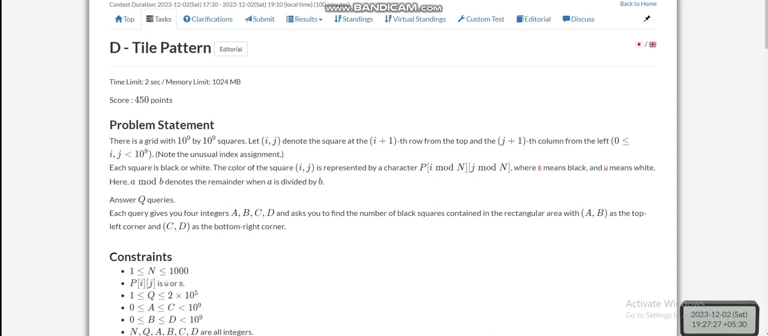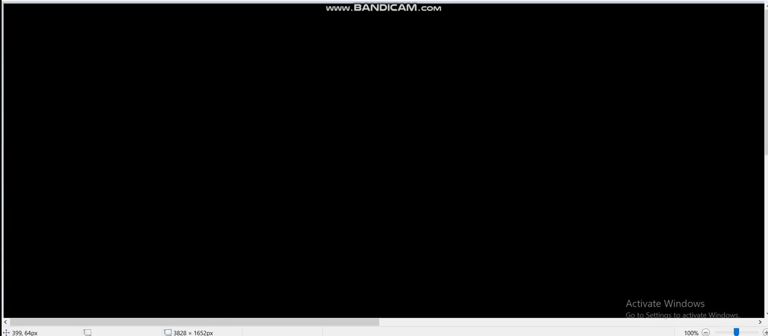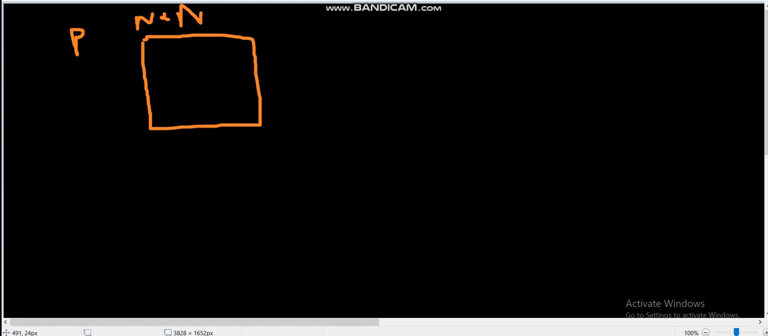Hello everyone, today we are going to discuss the fourth problem of AtCoder Beginner Contest 331, which is Tile Pattern. We are given a massive grid of 10^9 by 10^9, and we are also given a smaller grid P of N by N.